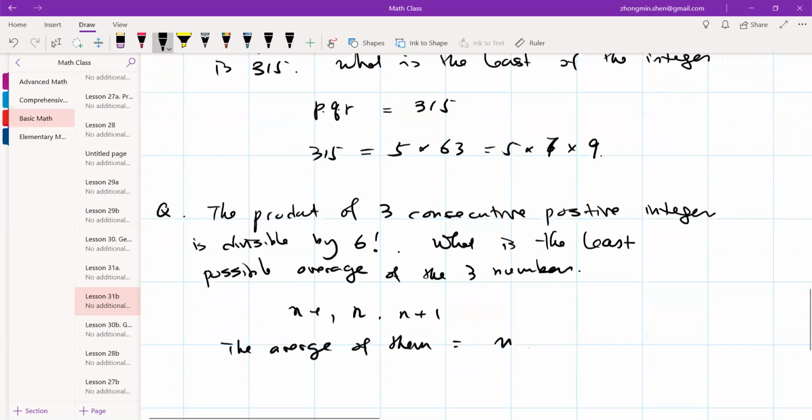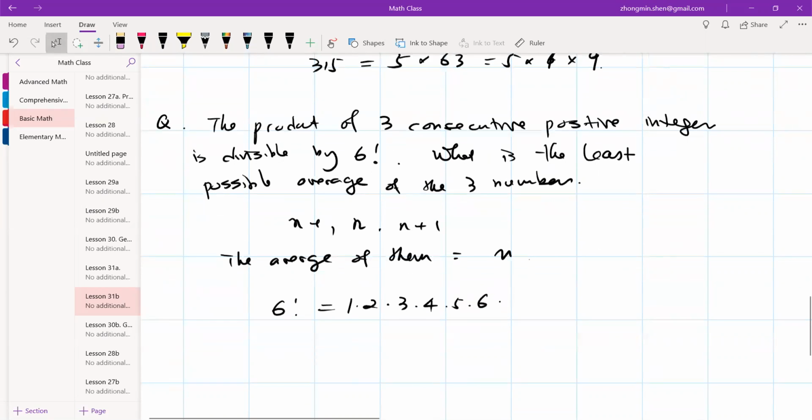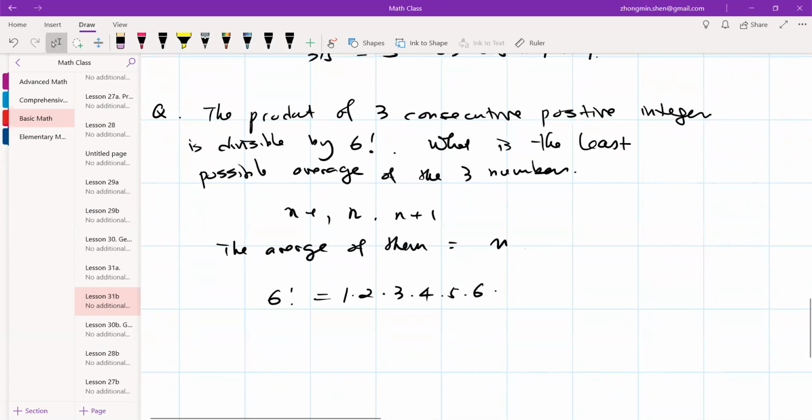Now, divisible by 6. Okay, divisible by 6. So you have to find the product of 3. So you look at 6 factorial first. Okay, 6 factorial, right? It's going to be 1 times 2 times 3 times 4 times 5 times 6. So let's regroup them. I notice that if you regroup them, 6 is 2 times 3, right? Yes, that's 2 times 3.